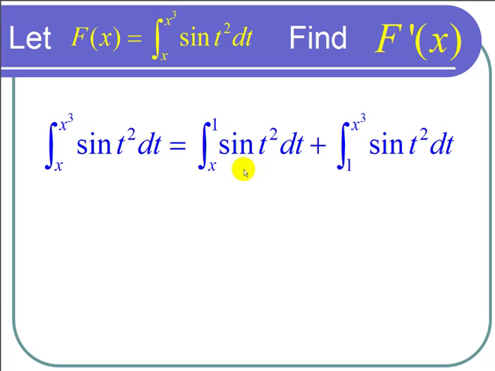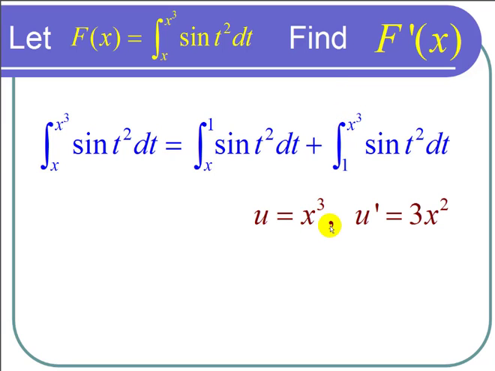Okay, now let's look at it. In this integral, the x is in the wrong place, but we can make that adjustment by switching the bounds and making it negative. The issue on this integral is the x cubed. We've seen before that we can handle that using the chain rule. So if I let u equal x cubed, then the derivative of u is 3x squared, and we'll need that for the chain rule.